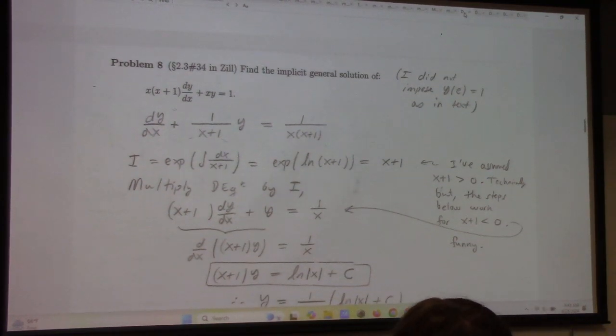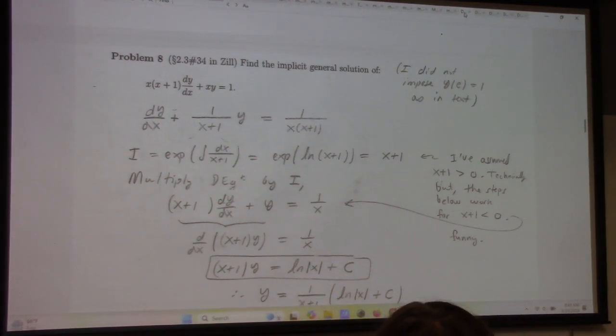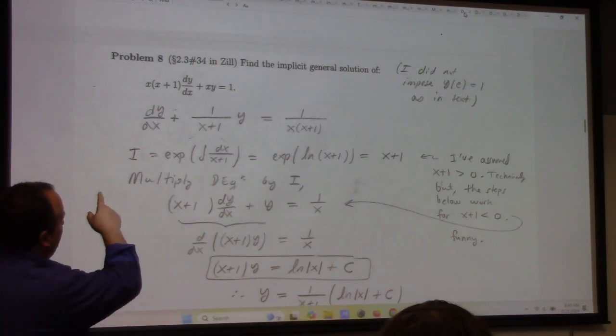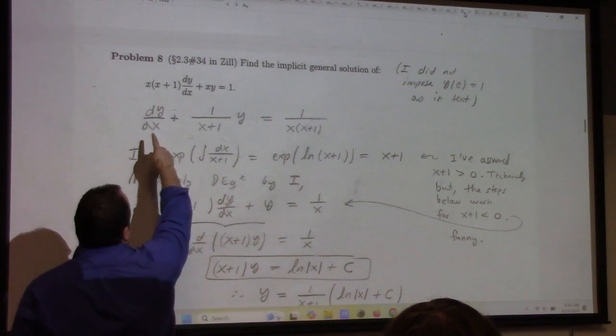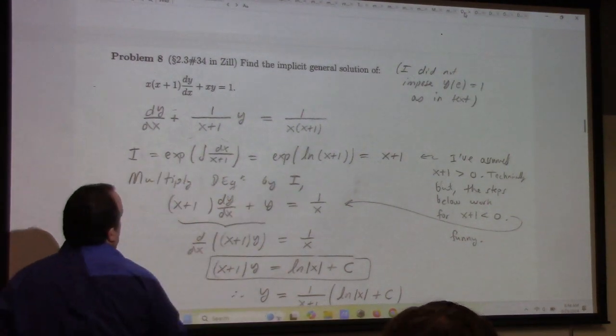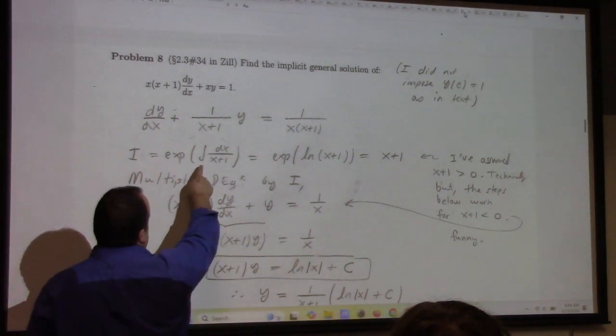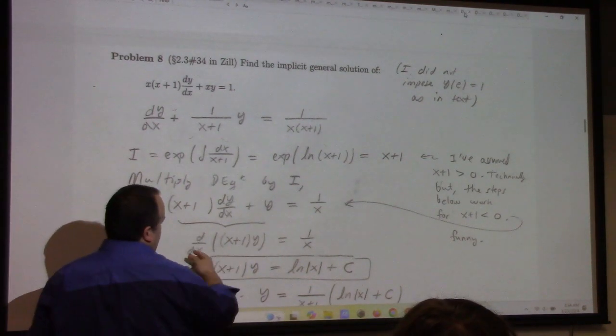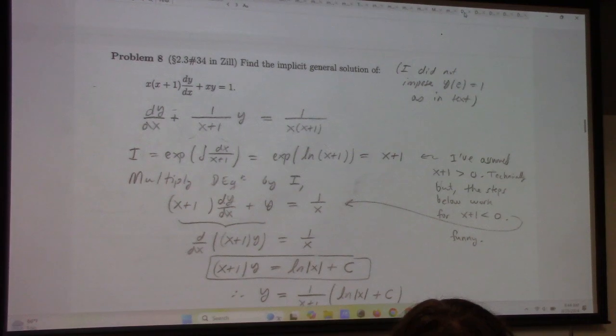Here's another one. So let's see, this one, I think again, it's a linear differential equation, but it's kind of written in a kind of yucky way to start with. So you divide by the leading coefficient of the derivative, and it gets you to here. And then the integrating factor ends up being x plus 1. Multiplying by that gets you here, which then you reverse product rule, integrate both sides, solve.